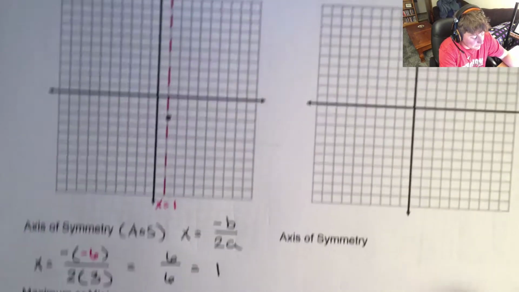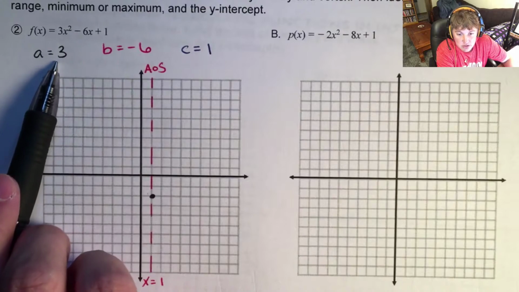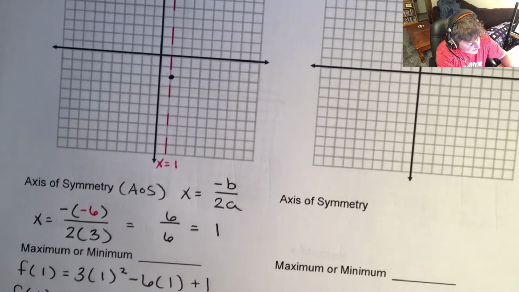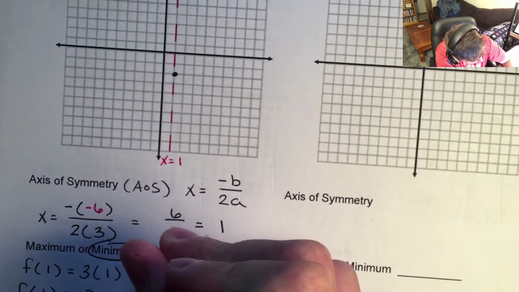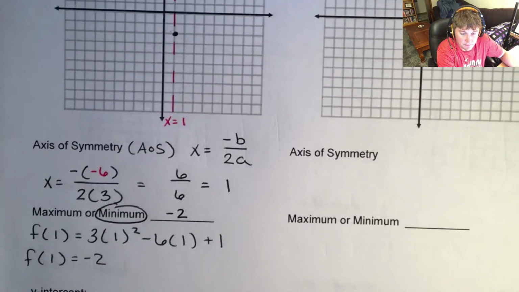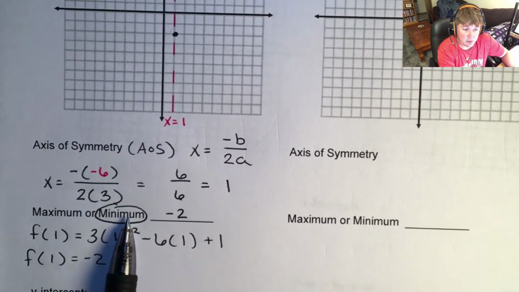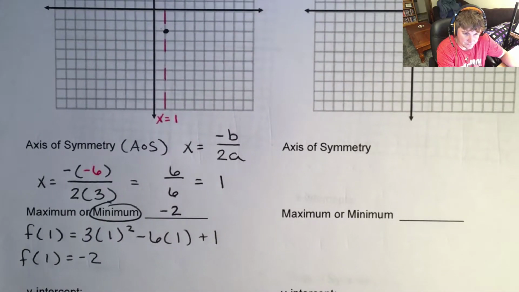So even without the graph, I can actually answer the maximum or minimum question. My a value is 3. That's going to indicate to me that my graph is going to open up, and it's going to be pretty narrow. Okay, so if it's going to open up, that means I now have a minimum of negative 2 because I will have a lowest point. If you couldn't quite follow that, you will be able to see pretty obviously that this is going to be a minimum just by graphing the other points.